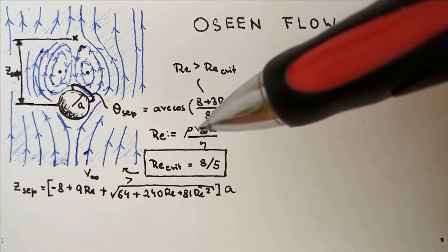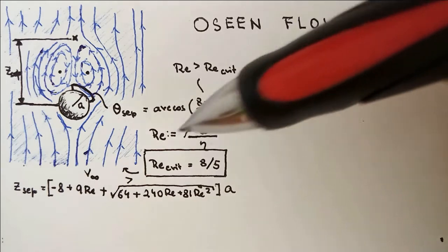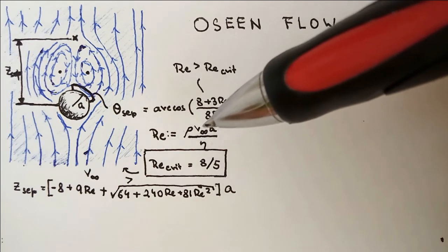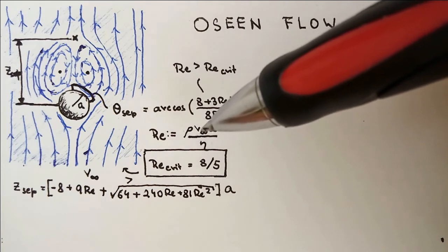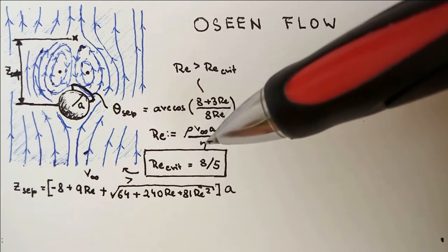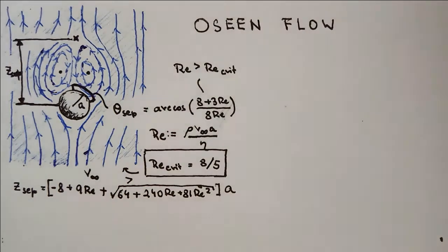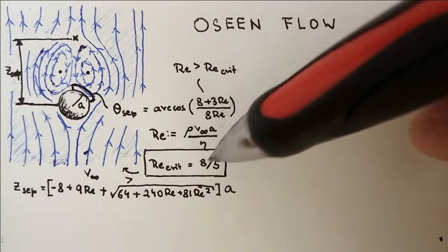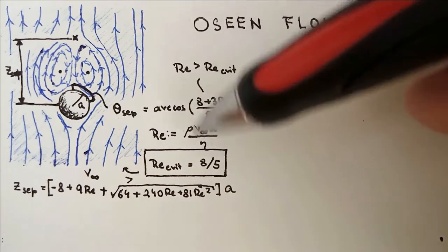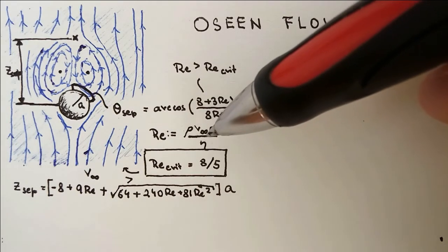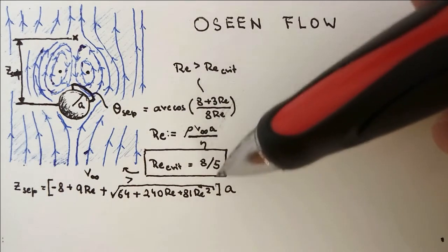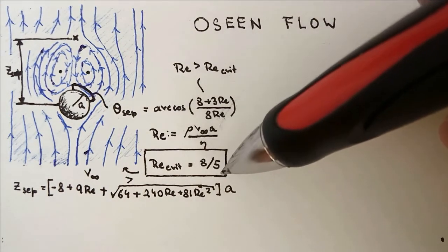The Reynolds number is defined in this way: the density of the fluid times v at infinity, the velocity of the fluid, times the radius of the sphere, divided by the dynamic viscosity. We can define it in a different way, but we will stick with this. And the critical value of the Reynolds number is 8/5.